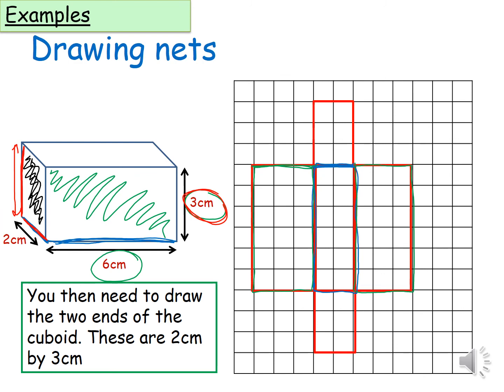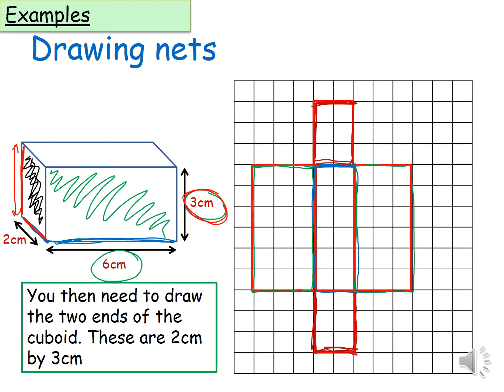So we've got 2 centimeters wide, if you have a look on the right hand side, by 3 centimeters tall. And now the front and the back are going to be exactly the same. So at the bottom, what I'm shading in now, that is 2 centimeters wide by 3 centimeters tall. Now we have the front, we have the back, we have the sides, and we have the base.